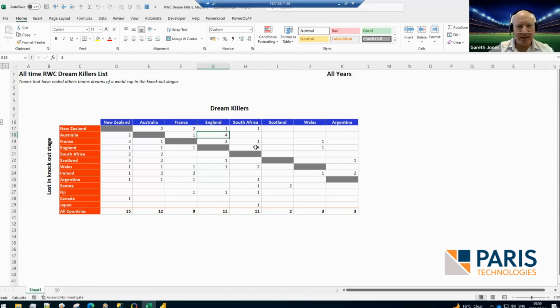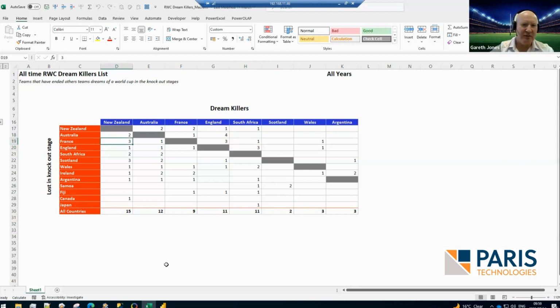Let's have a look at some of the threes. South Africa, on the other hand, has knocked out England 3 times, famously twice in the final. So very interesting stat. Let's see if we can find another 3. New Zealand have knocked out France 3 times.